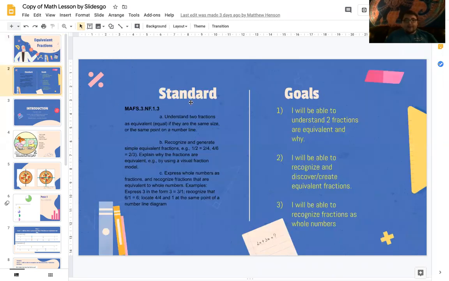Here's the Florida Math Standard. As you can see, it's broken up into A, B, and C. So I went ahead and made 3 goals off of the standard. Number 1, I will be able to understand why 2 fractions are equivalent. Number 2, I will be able to recognize and create equivalent fractions. And number 3, I will be able to recognize fractions as whole numbers. Those are the 3 things that we really wanted to achieve in this lesson.